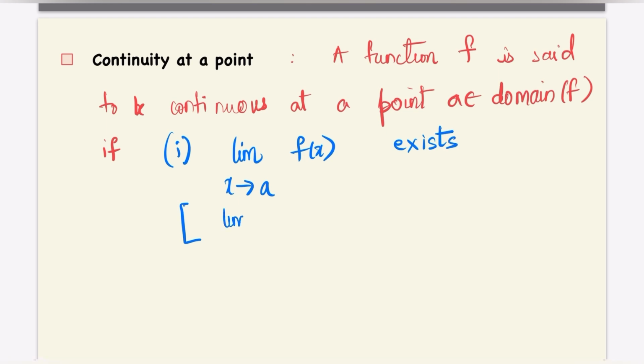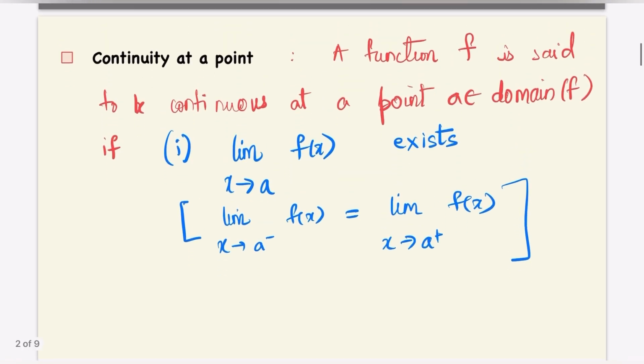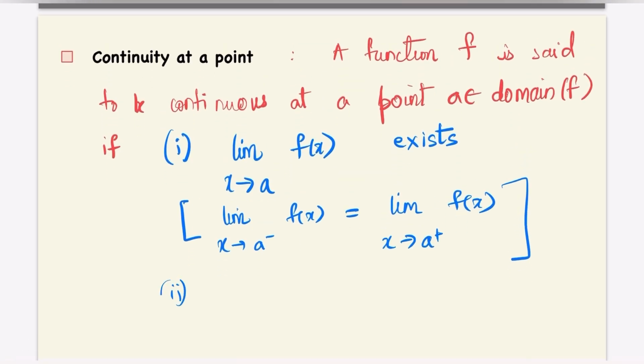When you say that the limit exists, it means that the left-hand limit should be equal to the right-hand limit, that is, the limit of f(x) as x tends to a minus should be equal to the limit of f(x) as x tends to a plus. The second thing is that this limit, if it exists, should be equal to the value of the function at that point.